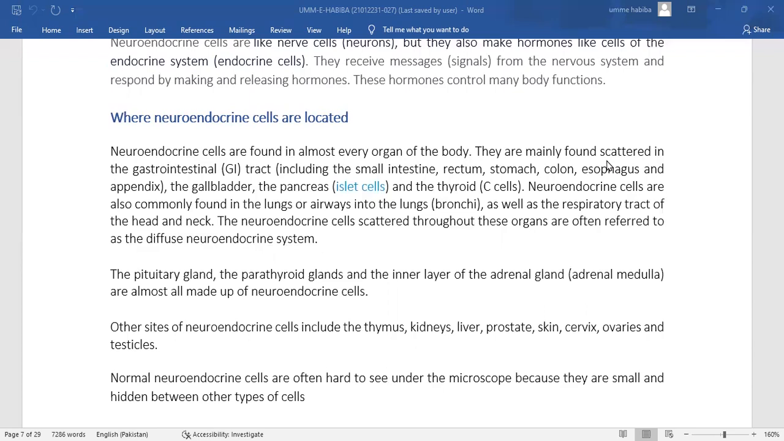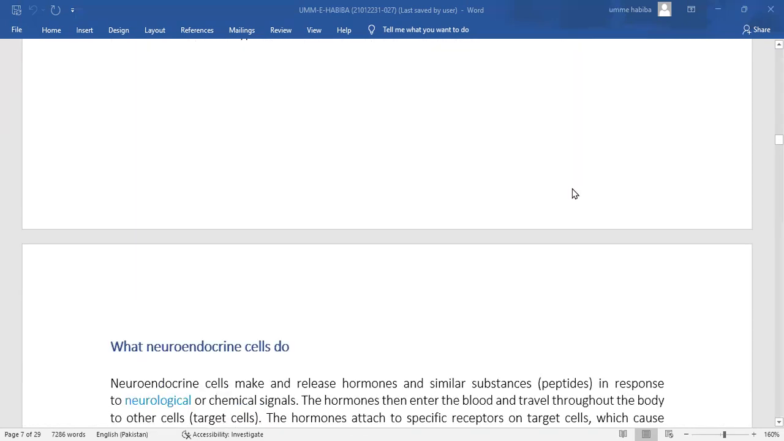The pituitary gland, the parathyroid glands, and the inner part of the adrenal gland, the adrenal medulla, are almost all made up of endocrine cells. Other sites of neuroendocrine cells include the thymus, kidneys, liver, prostate, skin, cervix, ovaries, and testicles. Normal neuroendocrine cells are often hard to see under the microscope because they are very small and hidden between other types of cells.